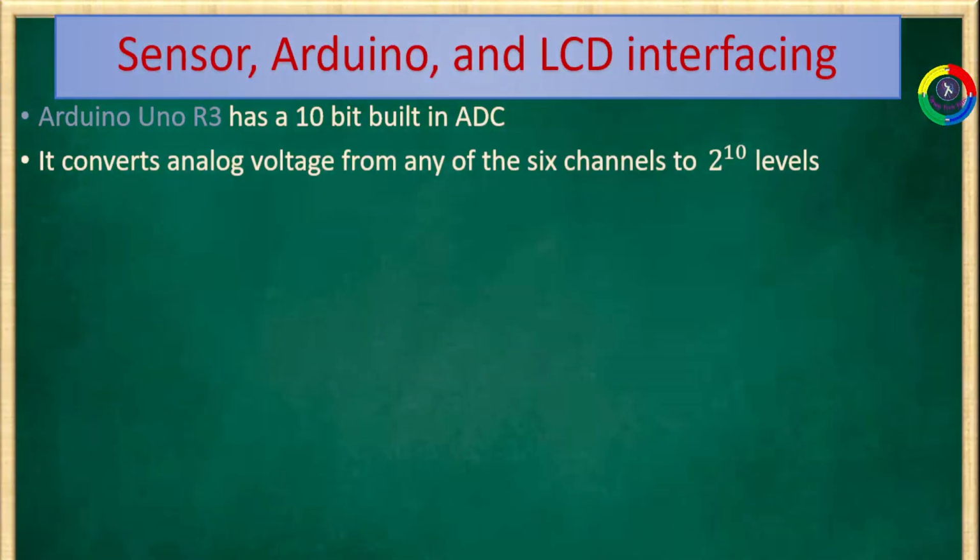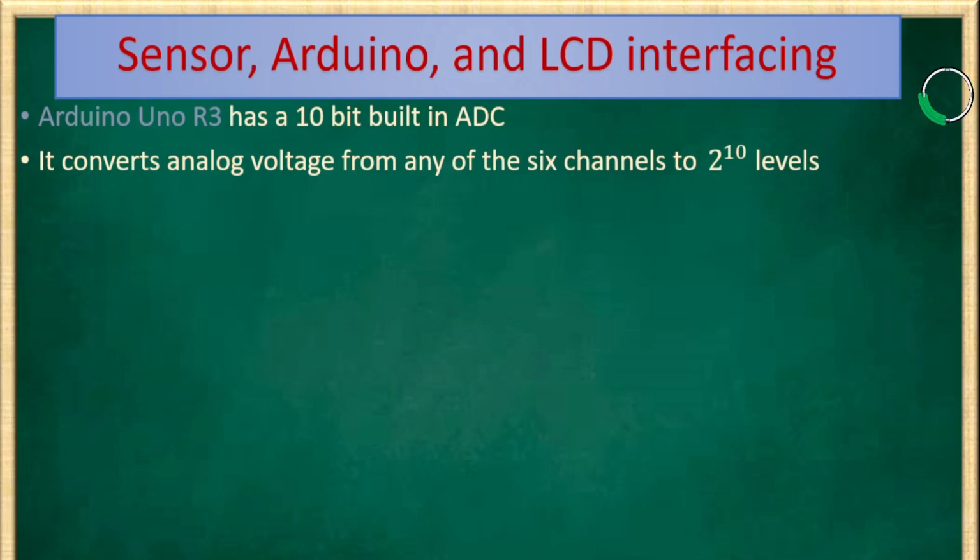Arduino Uno R3 has a 10-bit built-in ADC. It converts analog voltage from any of the 6 channels to 2 to the power of 10 quantization levels, or 1024 quantization levels. It is the designer's job to bring the analog voltage into a range of 0 to 5 volts. That's what I'm doing throughout this video series.